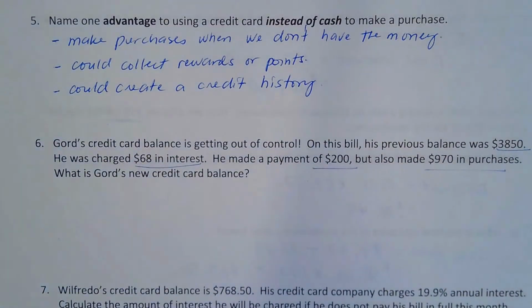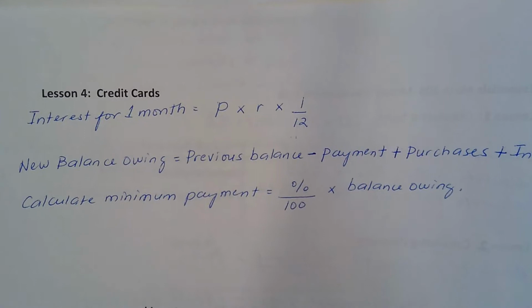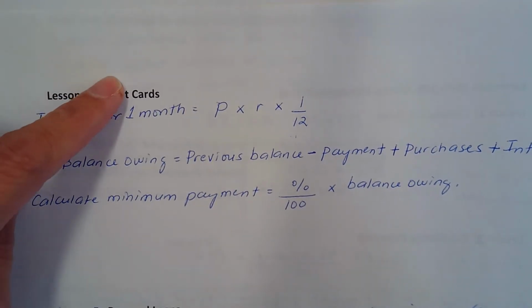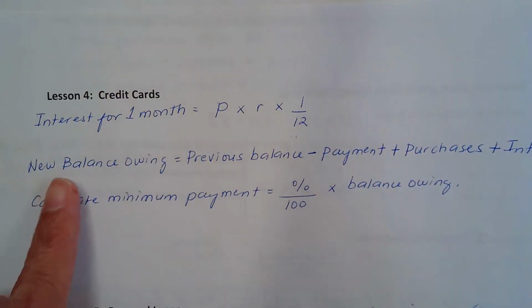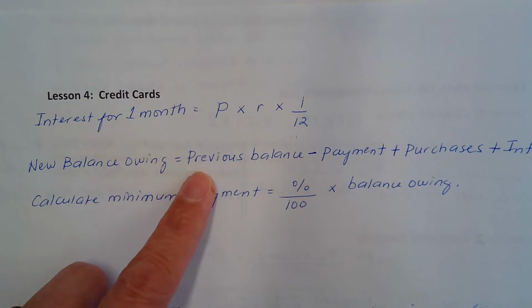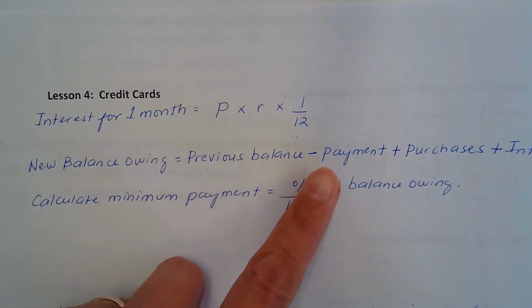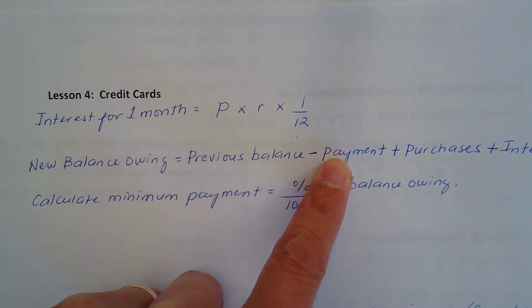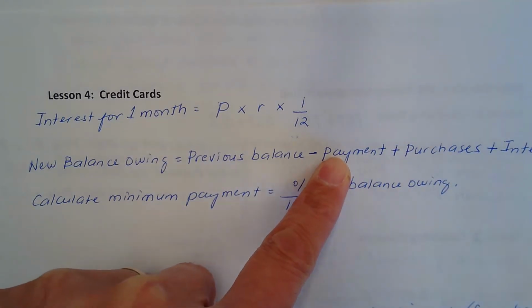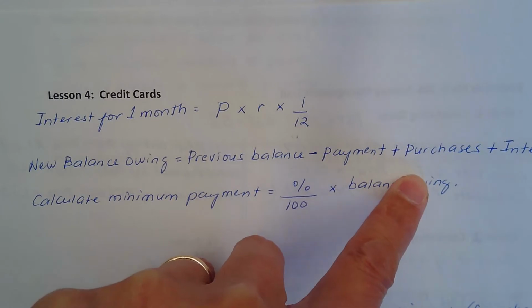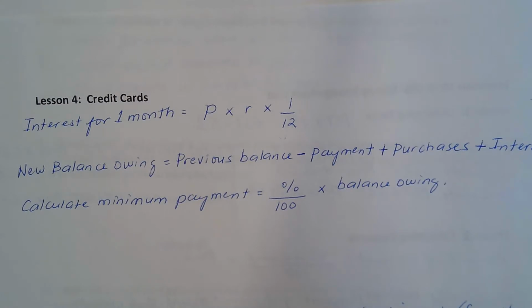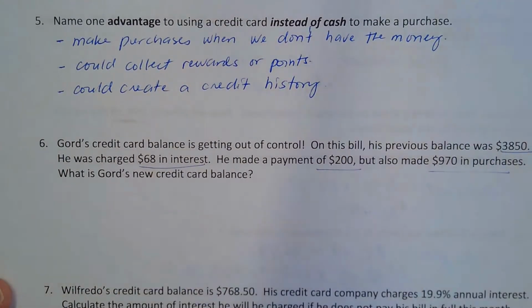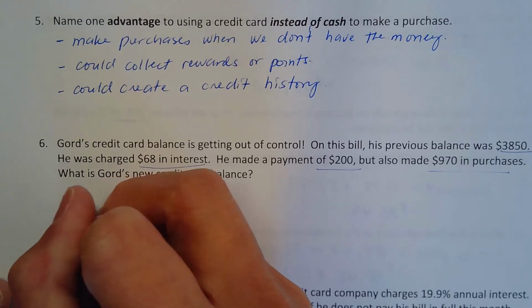So that is like a classic question. So if you look at the credit cards, right? Credit card formula. So if you follow this formula, new balance owing, how much was the previous balance? If we make a payment, it will actually lower our balance. If we make purchases, it will increase our balance, so plus purchases and plus interest. So follow that formula. So new balance.